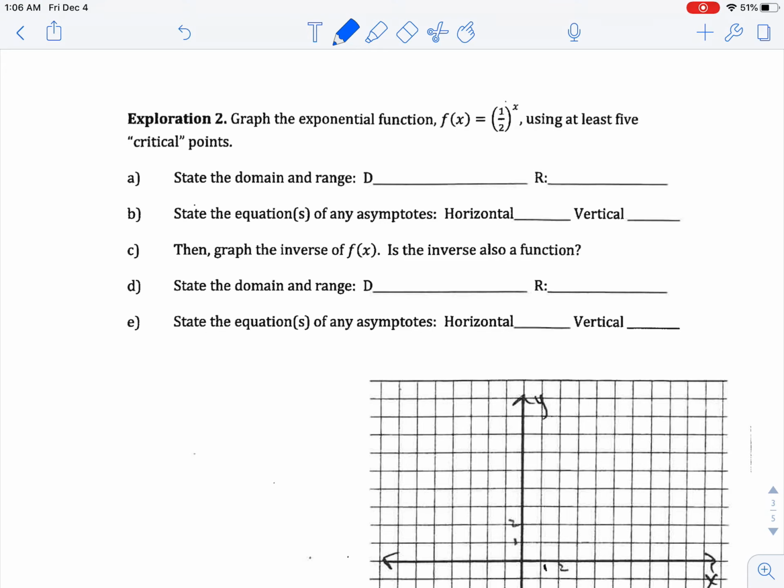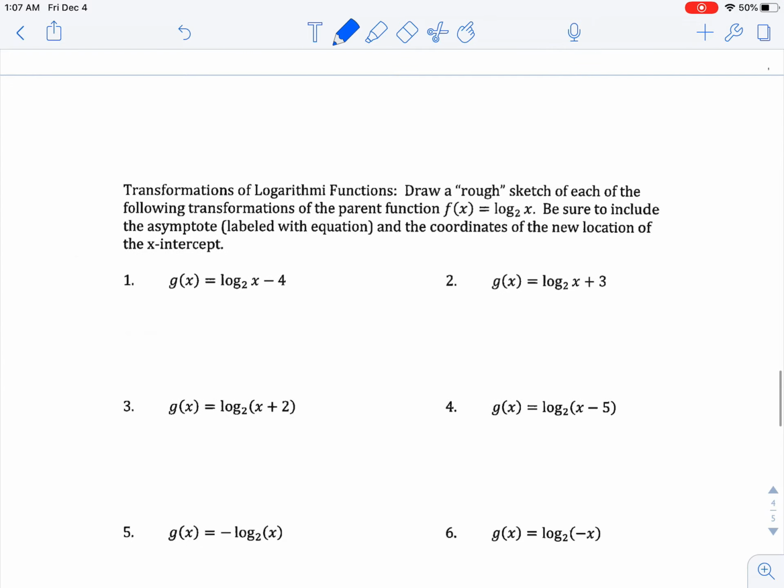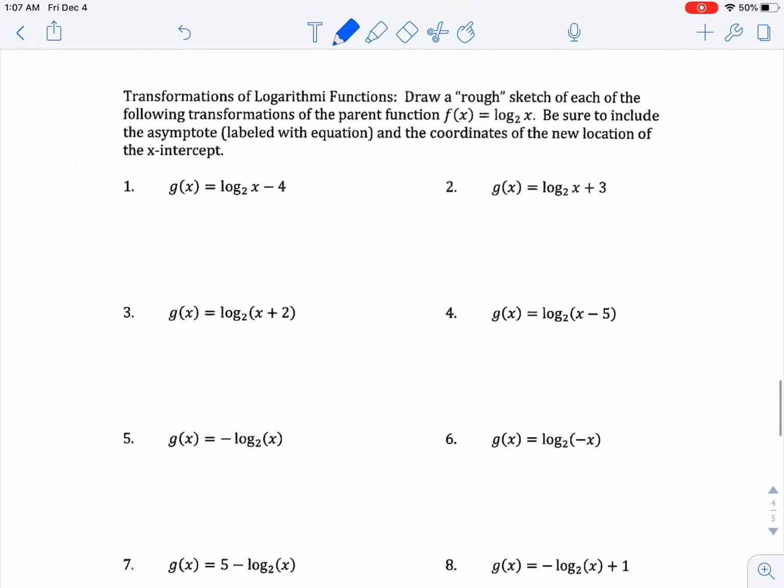This is video 4 of our work with logarithmic functions. So the next page is actually this one with exploration 2, and I've decided that we're going to skip this one for now. It's not really essential to take a look at a log with a base that's less than 1, so I'm just going to skip that for right now. And we're going to go to the last page.